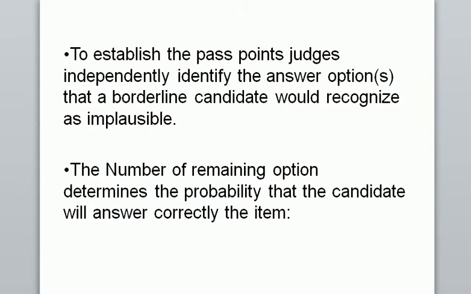To establish the pass points, judges independently identify the answer options that a borderline candidate would recognize as implausible. The number of remaining options determines the probability that the candidate will answer the item correctly.